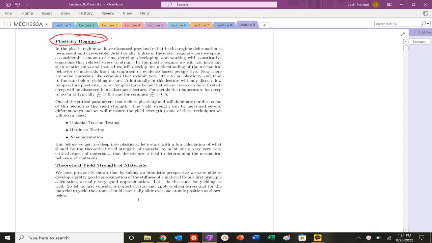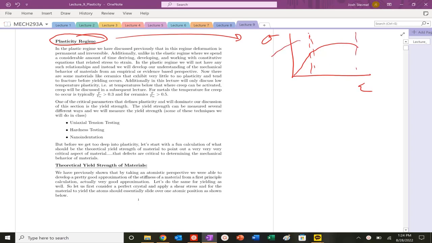So today we are going to finally get into plasticity. So far we have spent lectures really 3 through 8 only focused on the elastic regime. Basically, lectures 3 through 8, stage 1, where we can have equations that relate stress and strain. We're going to spend lecture 9 on plasticity, stage 2, and then lecture 10 on stage 3.